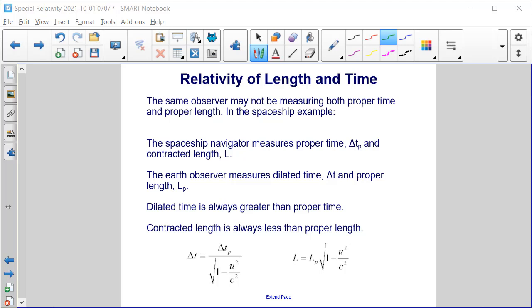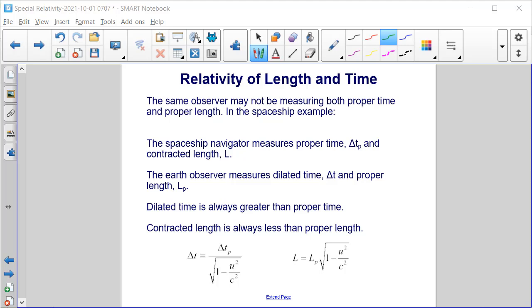So it's possible that the same observer may not be measuring both proper time and proper length. In the spaceship example, the spaceship navigator measures proper time. How long does it take the spaceship to get from the Earth to the star? Measuring on the spaceship is that proper time. But that navigator is measuring a contracted length, right? Because the star is getting closer and closer as the spaceship gets closer to it.